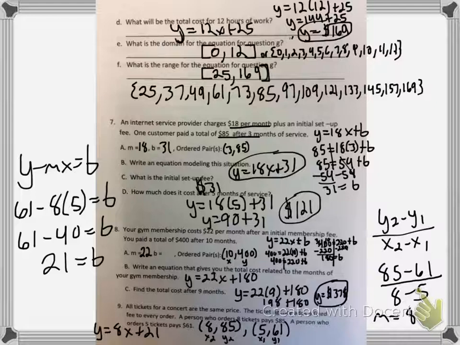And right there it says, what will be the total cost after 12 hours? Well, I just use my original equation here. Plug in 12 for x, because that's my amount of hours. 12 times 12 is 144, plus 25 is $169.